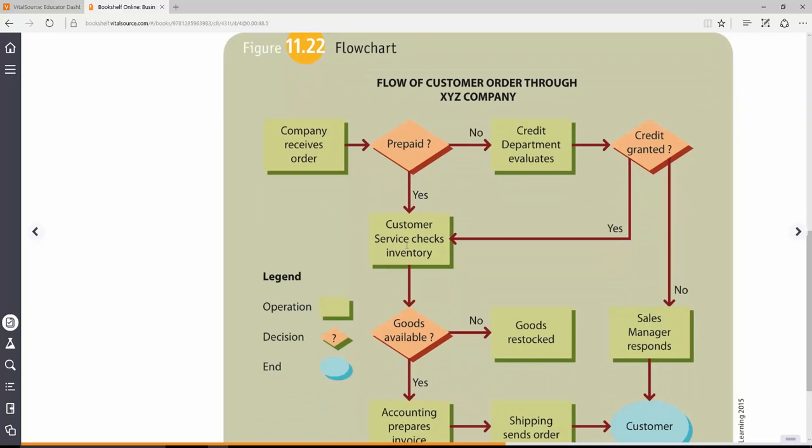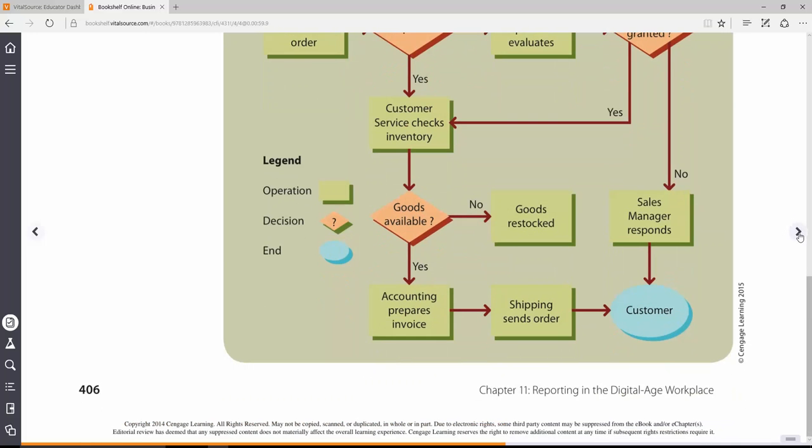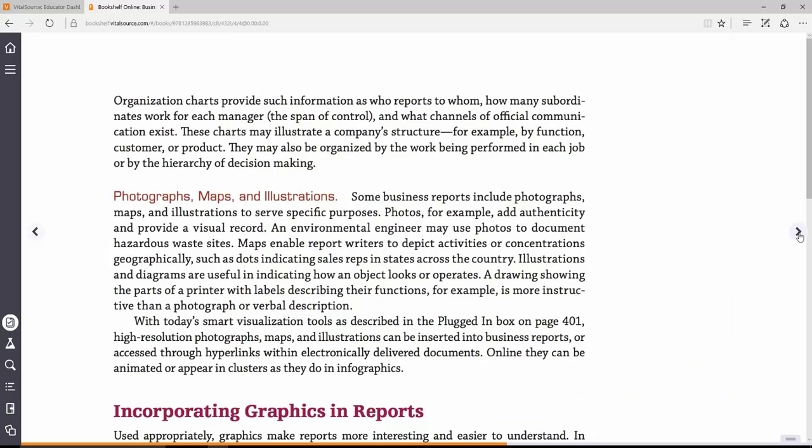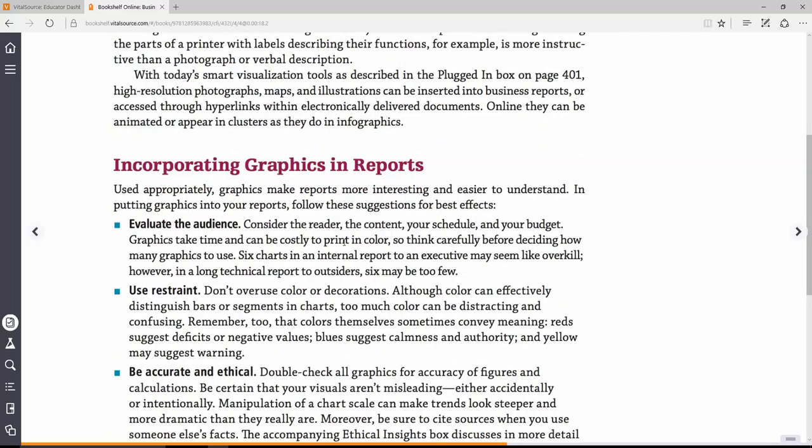All right, so customer service: are goods available? If they're not, they go for restocking. If they are, accounting prepares an invoice and ships it to the customer. Okay, so goods restock, this is where it ends. There's no other line here. Sales manager responds and gets back with the customer. Photographs, maps, and illustrations, incorporating graphics in the reports.